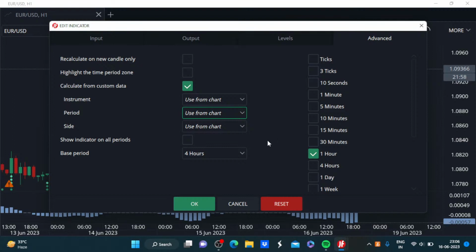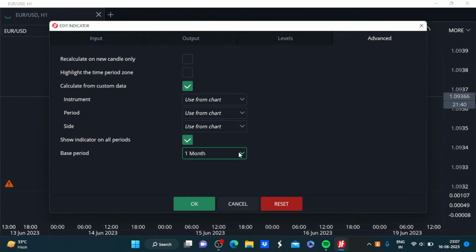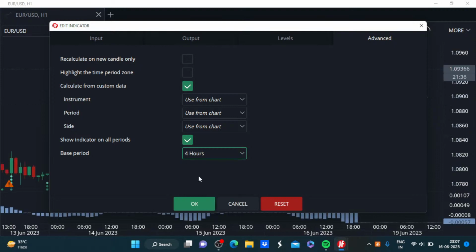And if you want this indicator to be available on only a particular time frame, you will have to specify it, or else you can have this indicator available on all the candle periods. Base period can be 4 hours, 1 day, up to 1 month, but this is not going to make much of a difference. So I will revert back to 4 hours.